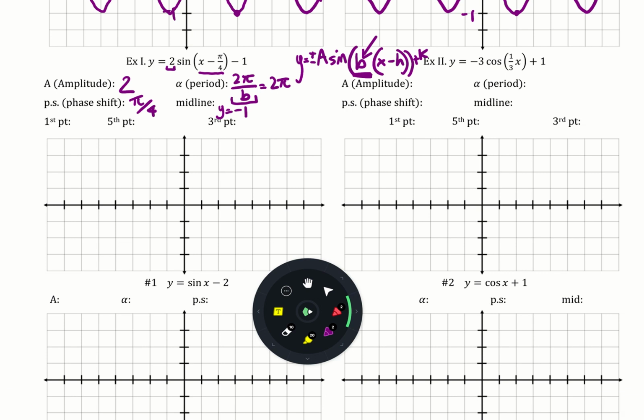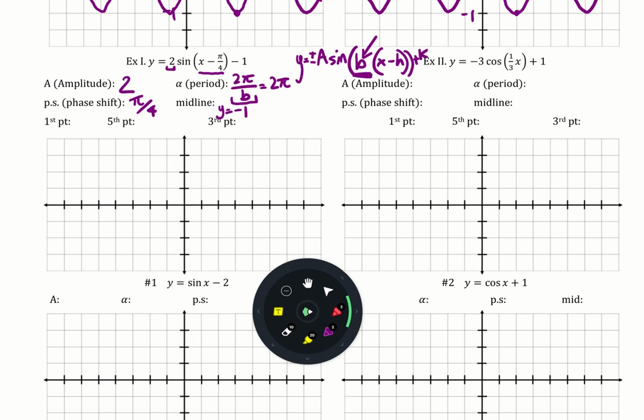All right, so you always want to start out by finding these 4 things: amplitude, period, phase shift, midline. Again, amplitude is just the vertical stretch. The period ends up being the horizontal stretch. Phase shift ends up being the horizontal shift. Midline is the vertical shift.